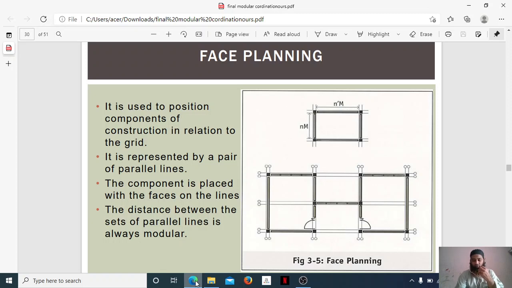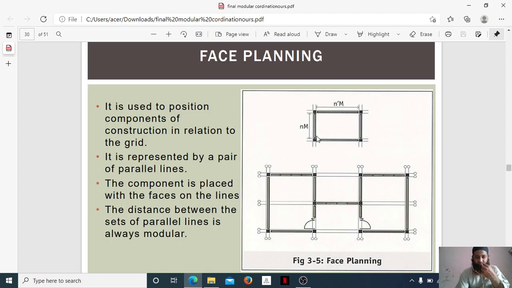So basically what we want to do is, whatever units we want to have in our plan, we set that in a particular grid. We don't plan directly without the grid, but we want everything planned in a grid section because it will be easy further when we approach the design process also. So it is represented by a pair of parallel lines. As you can see here, the pairs of parallel lines are everywhere, and these parallel lines have been joined with one another to make one particular unit.